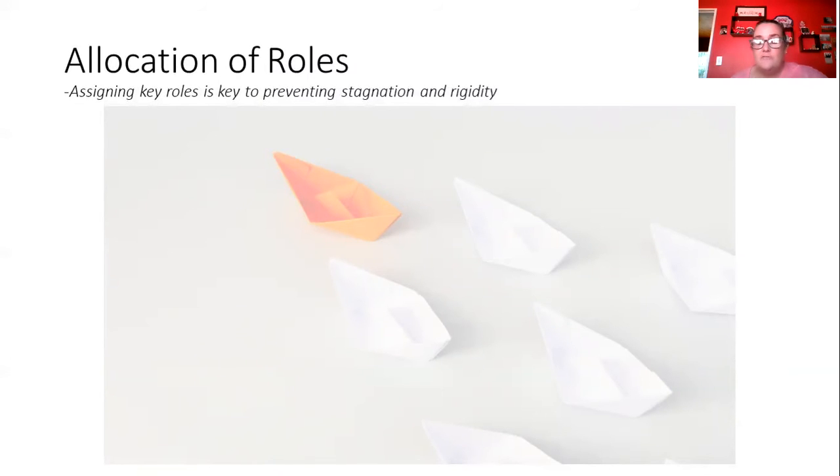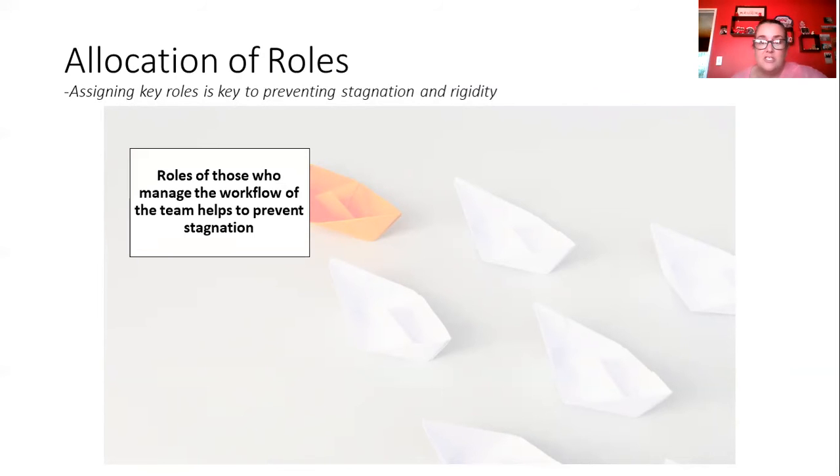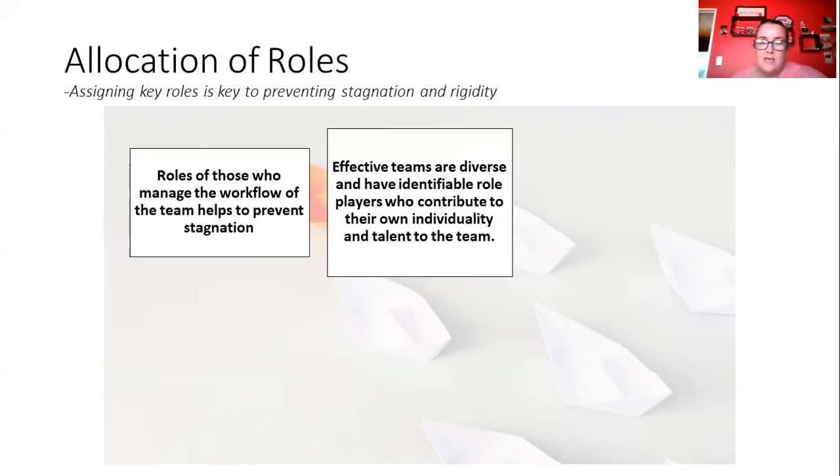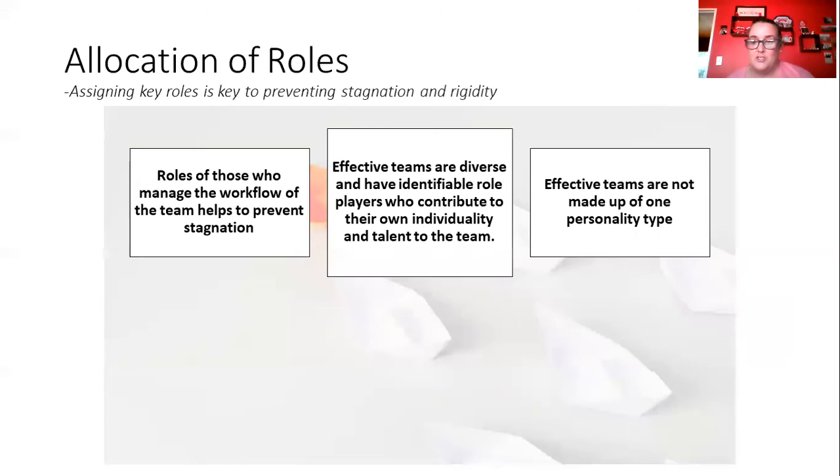The allocation of roles within a team. Assigning key roles is key to preventing stagnation and rigidity. The roles of those who manage the workflow of the team helps to prevent stagnation. Effective teams are diverse and have identifiable role players who contribute their own individuality and talent to the team.